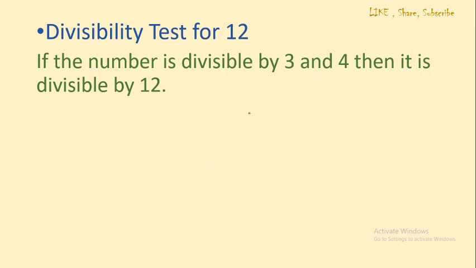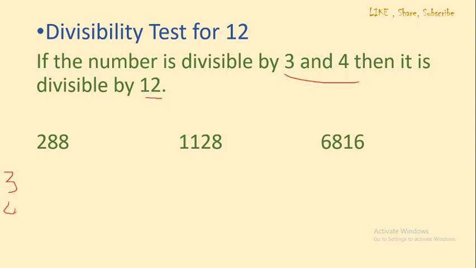Next, for 12, if the number is divisible by 3 and 4, then it is divisible by 12. As we have seen, for 6 you have to check 2 and 3, and for 12 you have to check 3 and 4. So let us see. We'll check the same way as we have done previously, for 3 and for 4, and then it will be the same for 12, right?